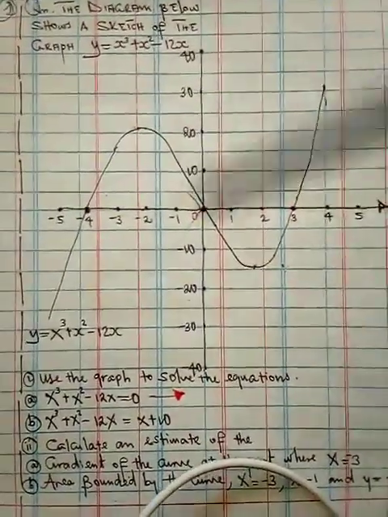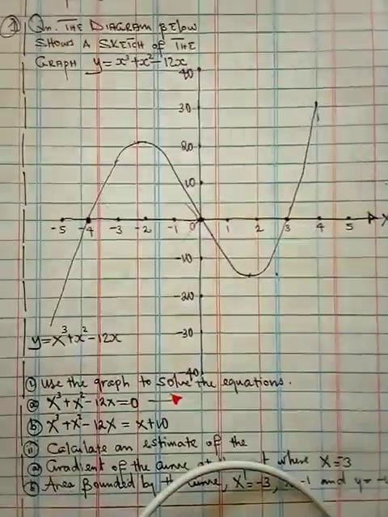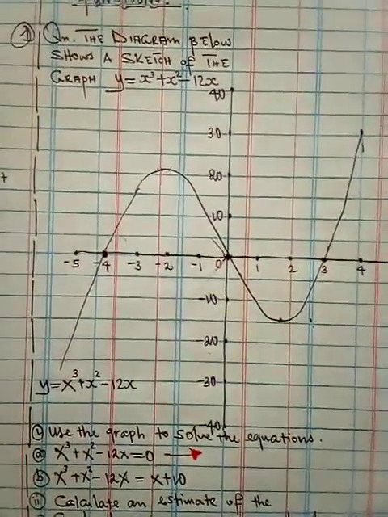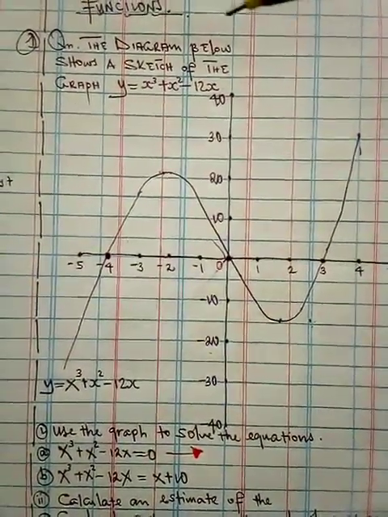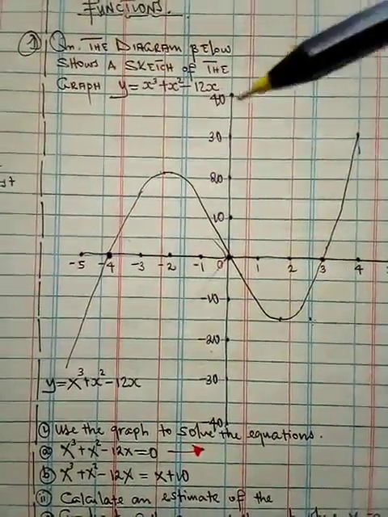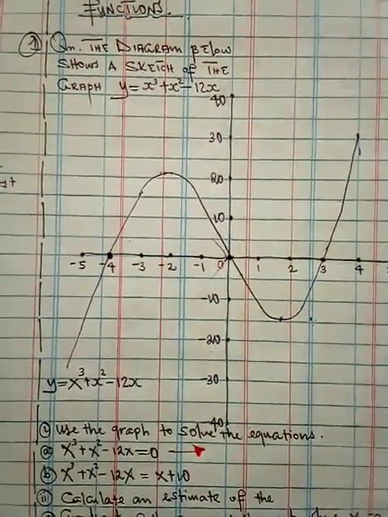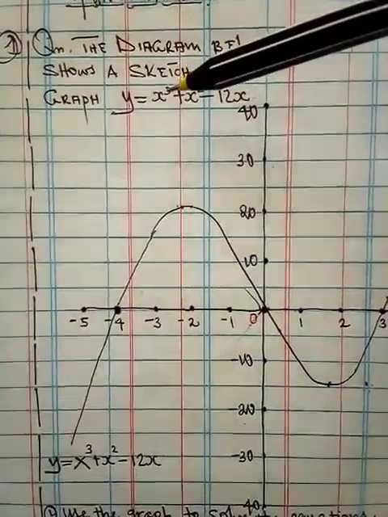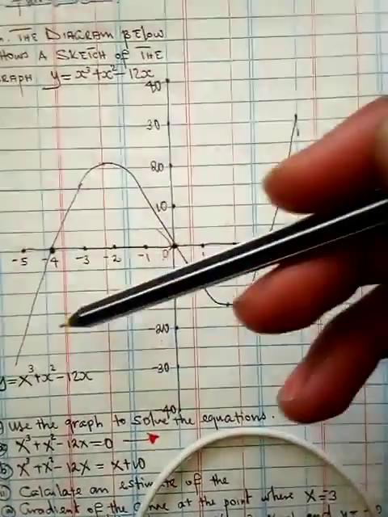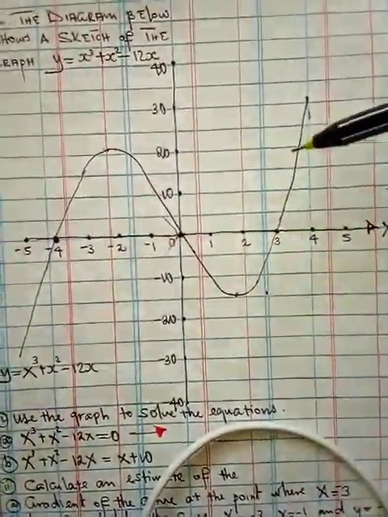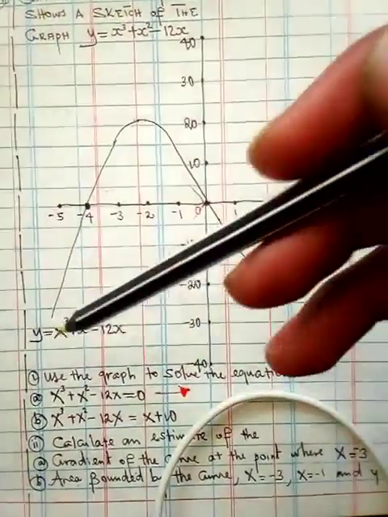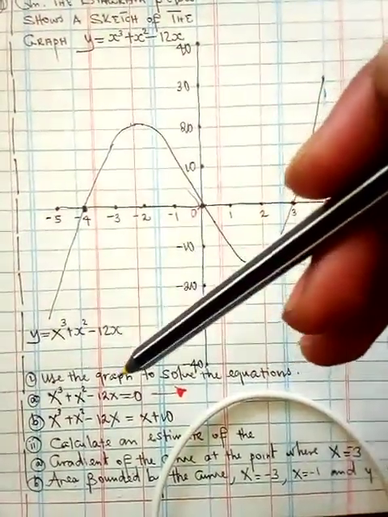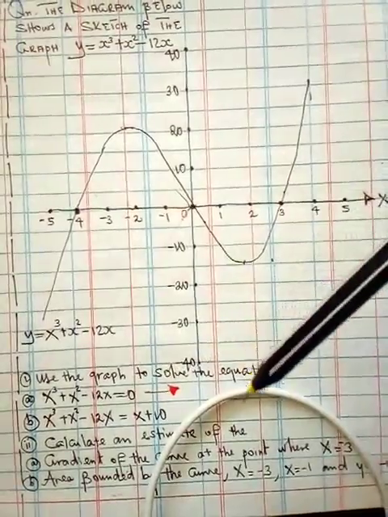So in this question, they are saying that the diagram below shows a sketch of the graph y is equal to x to the power 3 plus x squared minus 12x. This is a cubic function, this is a cubic equation. Notice the highest power of x right there is 3. And this is the graph that we have been given. So they are saying use the graph to solve the equations.